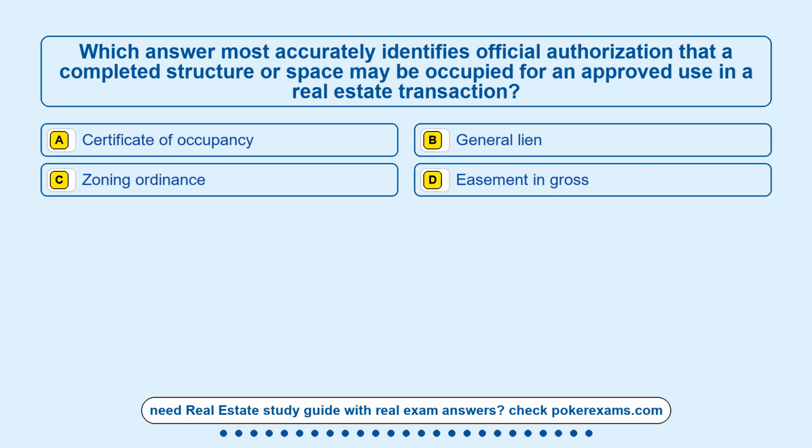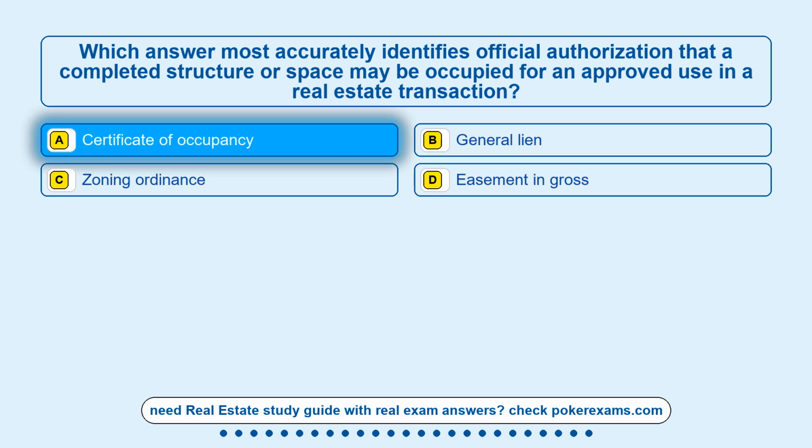Question 2. Which answer most accurately identifies official authorization that a completed structure or space may be occupied for an approved use in a real estate transaction? Option A, a certificate of occupancy. Option B, general lien. Option C, a zoning ordinance. Option D, easement in gross.